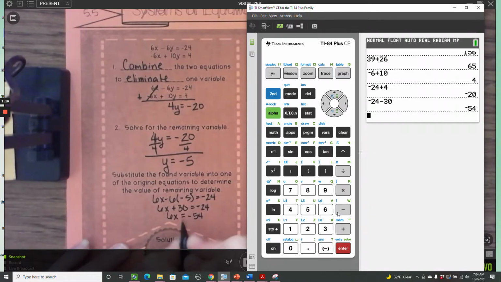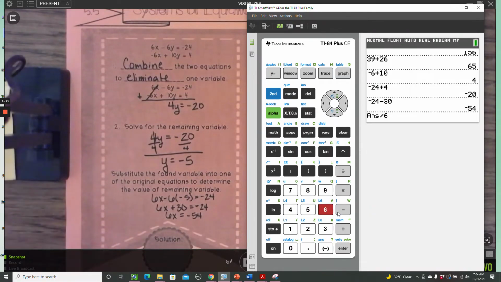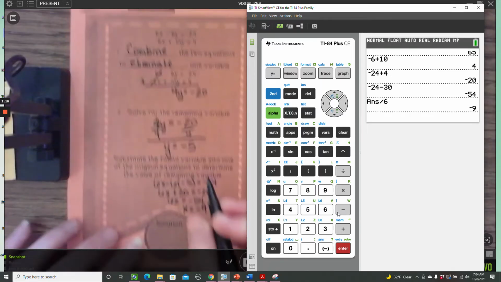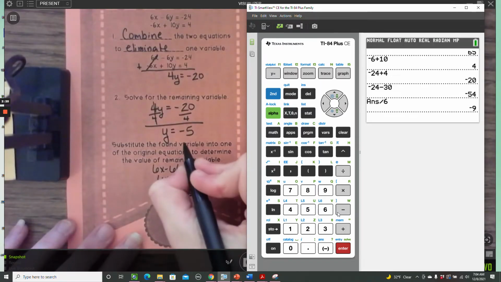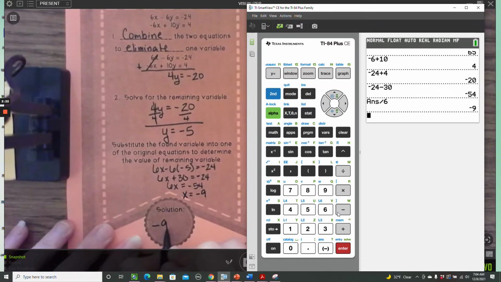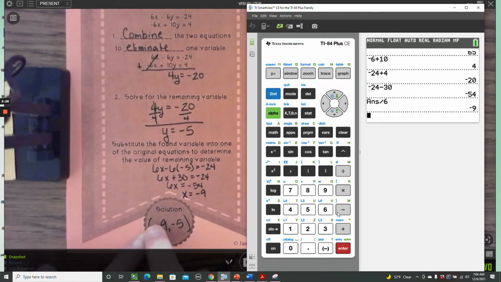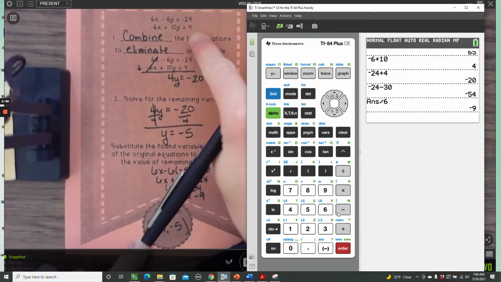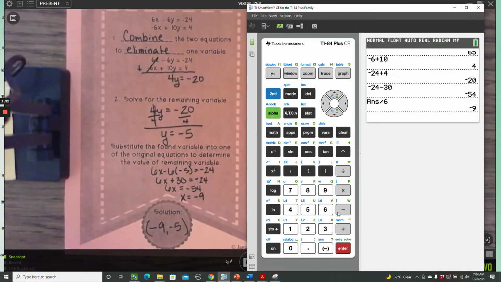And then now I'm going to divide that negative 54 by the 6. And I get x equals a negative 9. So my solution here is my x value and my y value. And I write it like an ordered pair. And you can always check. You can go back and plug these values in for the other equation and make sure that it equals, in this case, a 4.